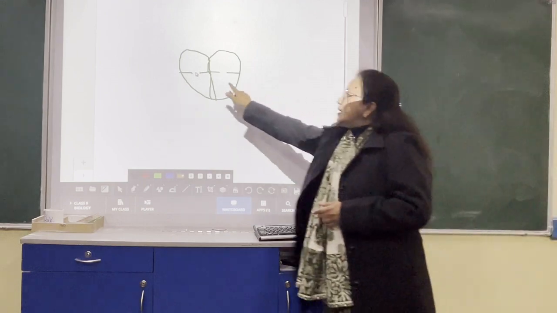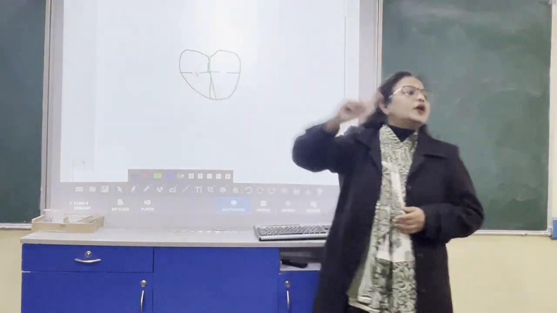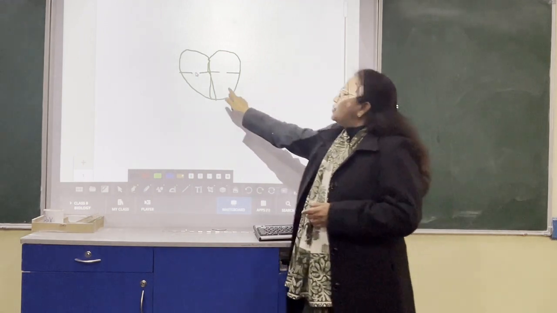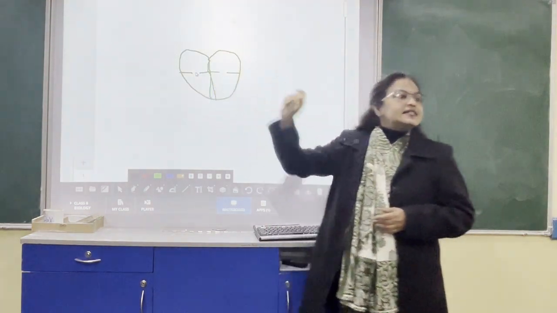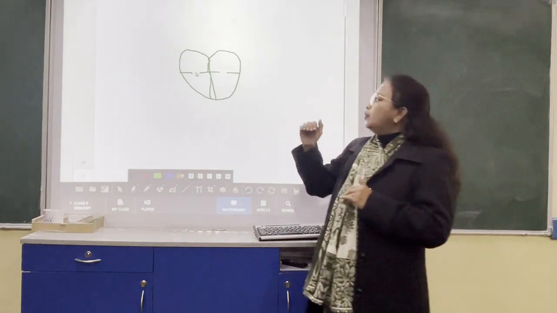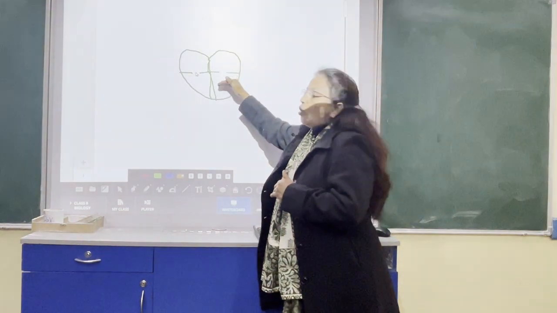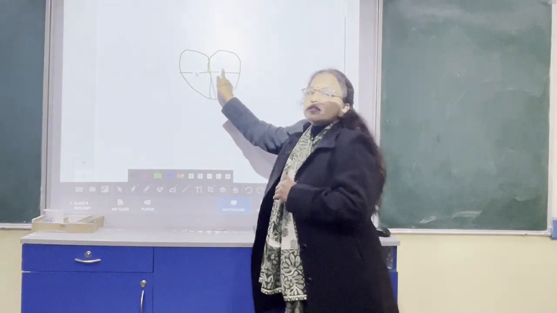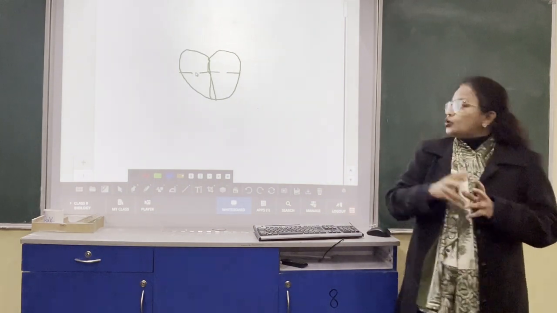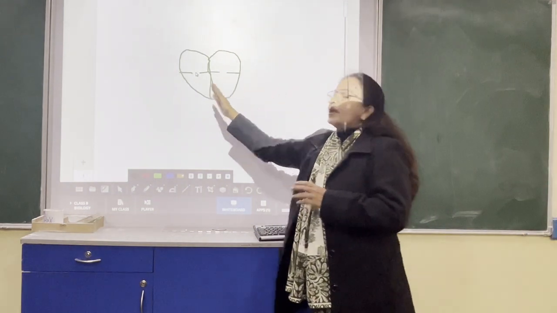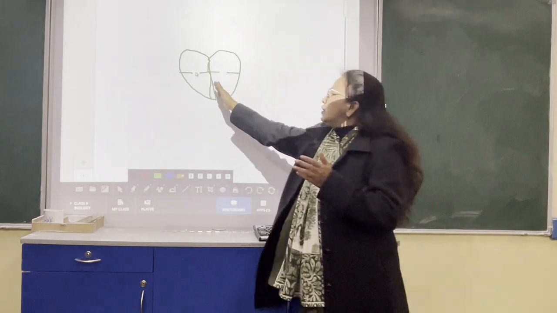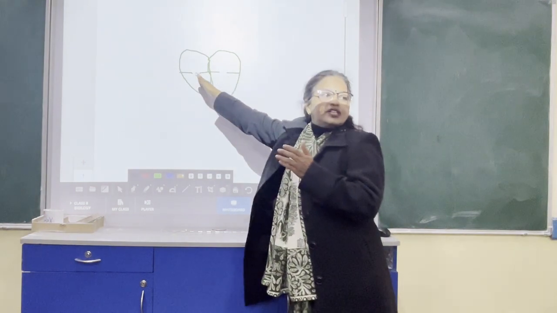And this one, between the two auricles, we call it interauricular septum. If it is between two ventricles, we call it interventricular septum. And the one which is in between auricles and ventricles is known as auriculoventricular septum. So the presence of this septum will avoid the mixing of the blood between all the four chambers.